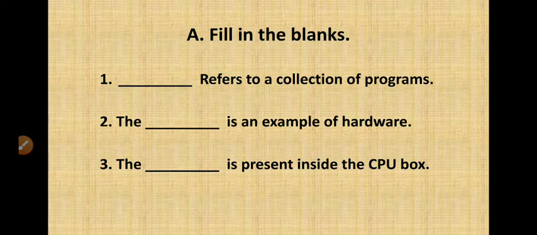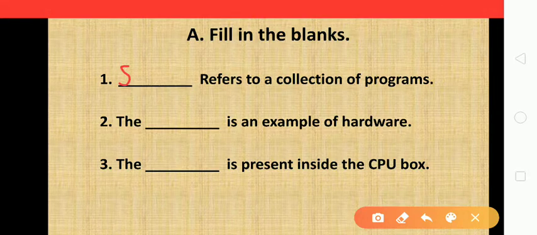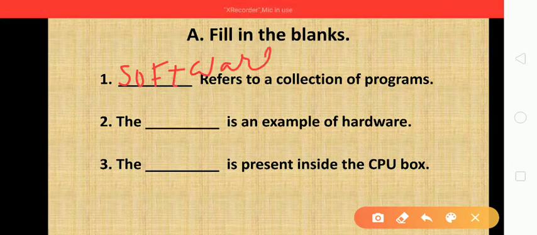The first one is: dash refers to a collection of programs. What is the collection of programs? The options are hardware, software, both of these. I hope you know very well about software and hardware. What is meant by software? It is a collection of programs that you cannot see. It is inbuilt in the computer. So the first answer will be software. Hope you will write it properly: software refers to a collection of programs.